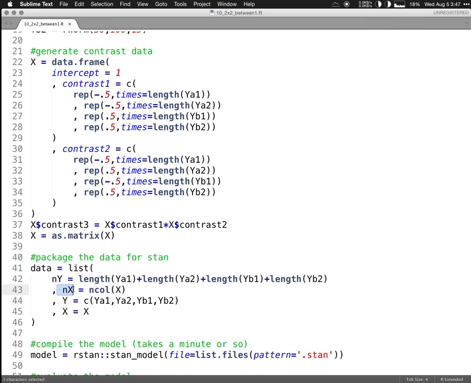How many predictors are there? How many contrasts are there? Well, we put that in there. What are all the y's? We put them in sequence. And what is the x? And we created the x up there.